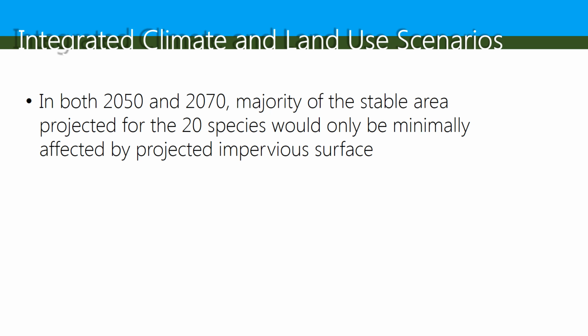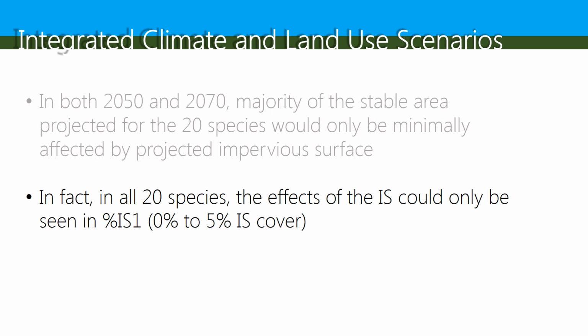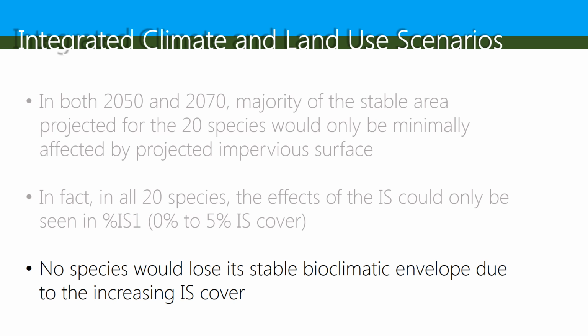We concluded that in both years 2050 and 2070, the majority of the stable area projected for the 20 species would only be minimally affected by the projected impervious surface in the United States. In fact, in all of the 20 species, the effects of the impervious surface could only be seen in the IS1, which are pixels that are covered by 0% to 5% impervious surface. And finally, no species would lose its stable bioclimatic envelope due to the increasing impervious surface cover in the United States.